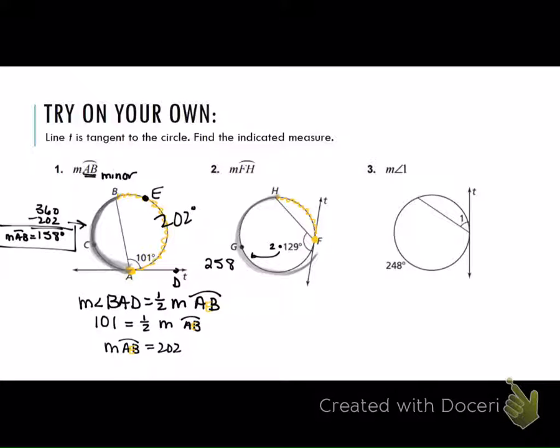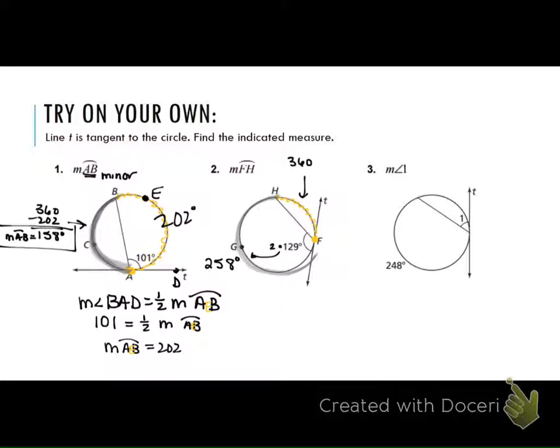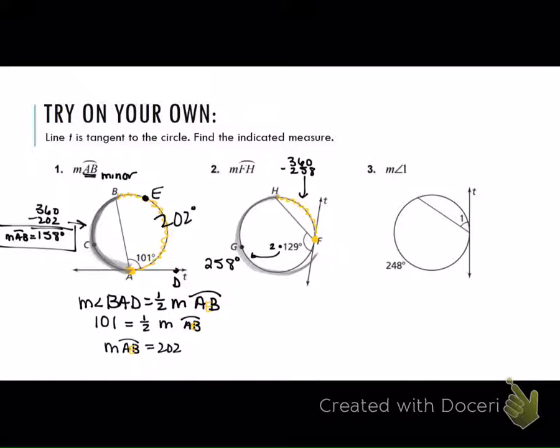Is it 258? Is that the arc they wanted us to find, though? No. So how can we find FH now? Subtract from 360. It's 102, you said? Yep. So the measure of arc FH is 102.